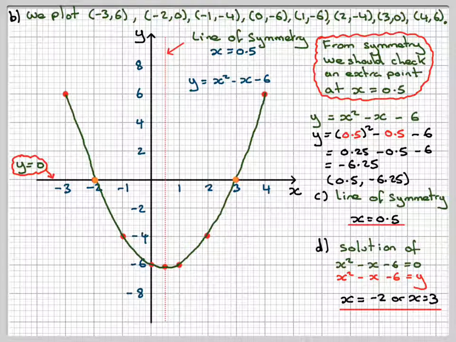Okay, this has been a video to show you how to plot the points of a quadratic from a table, and then use that to look at some of the characteristics such as the line of symmetry, the coordinates of the vertex, which is that point there, and its solutions when it is equal to 0.